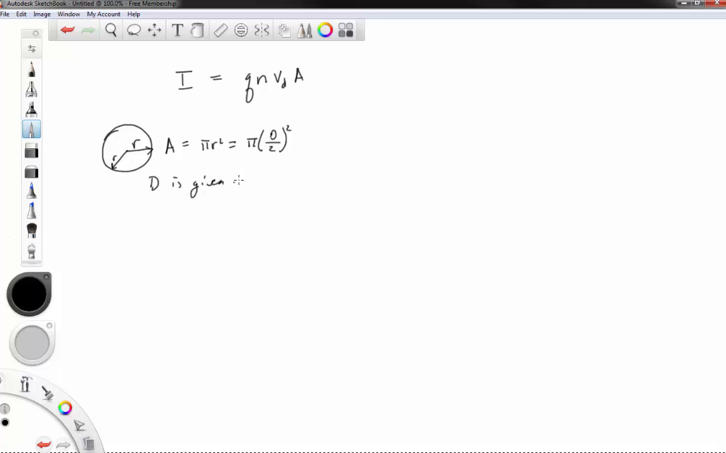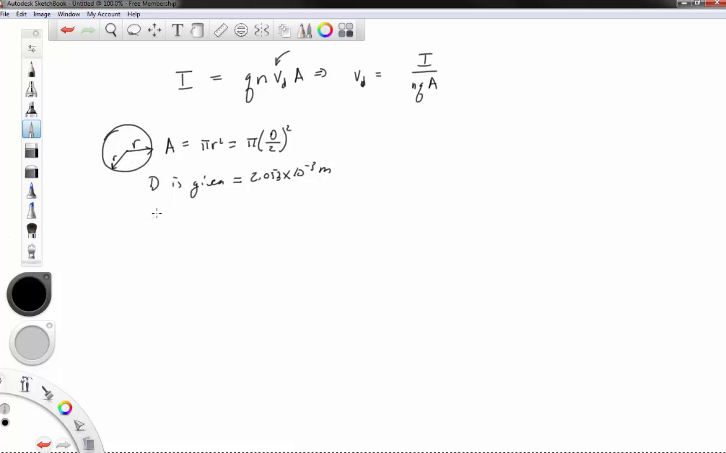d is given. It is basically 2.053 millimeters, or 2.053 times 10 to the minus 3 meters. Alright, so we've got that. The thing we're actually trying to solve for is the drift speed. So we could rewrite this by saying v_drift is I over n times Q times A, for what that's worth.